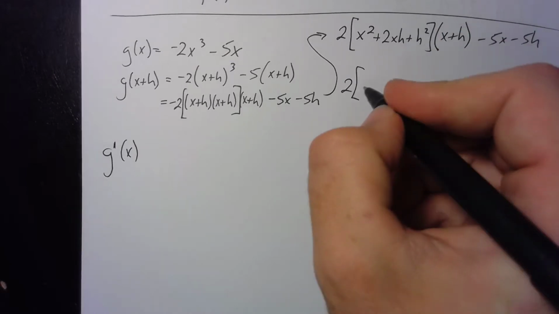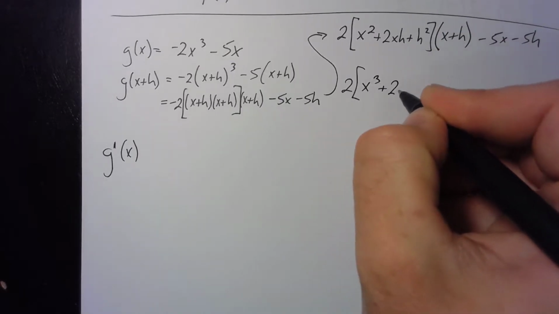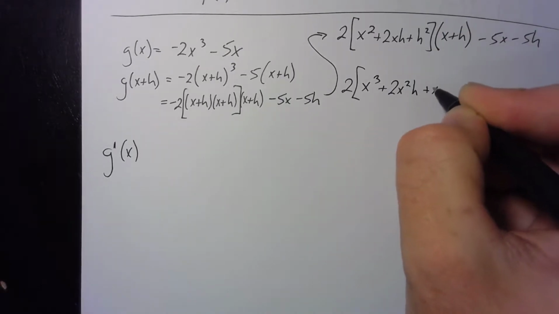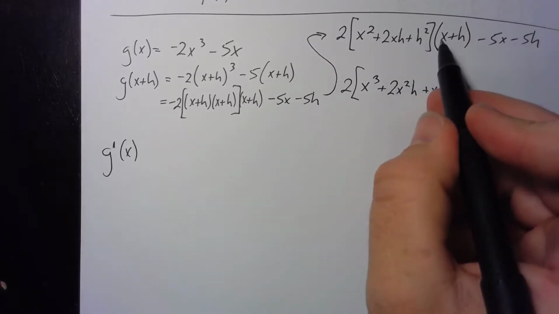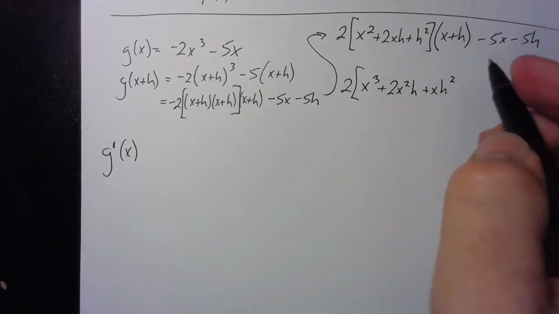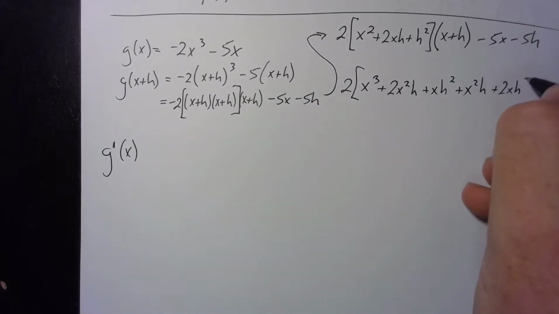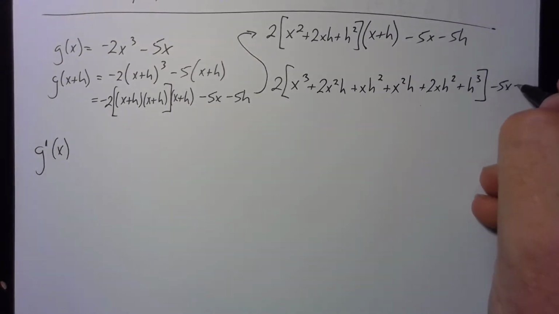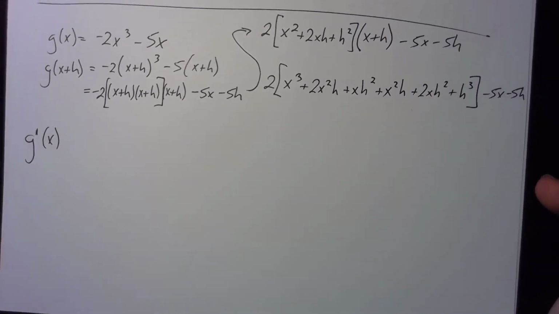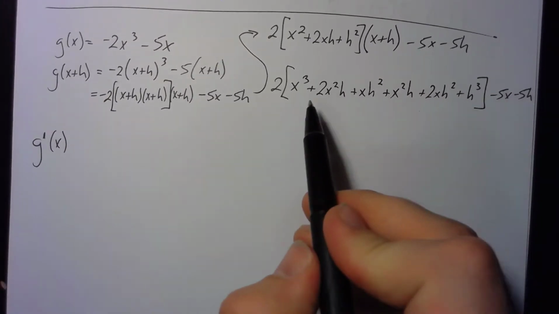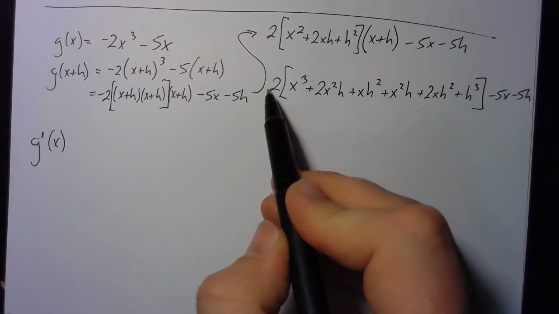I'm going to distribute the x first, giving me x cubed plus 2x squared h plus xh squared. That's me distributing the x. Now I'm going to distribute the positive h, giving me plus x squared h plus 2xh squared plus h cubed. I'm going to put that in brackets, and I'm going to subtract the 5x and the 5h. And after I've done that, I will now combine like terms in the center and distribute the 2.